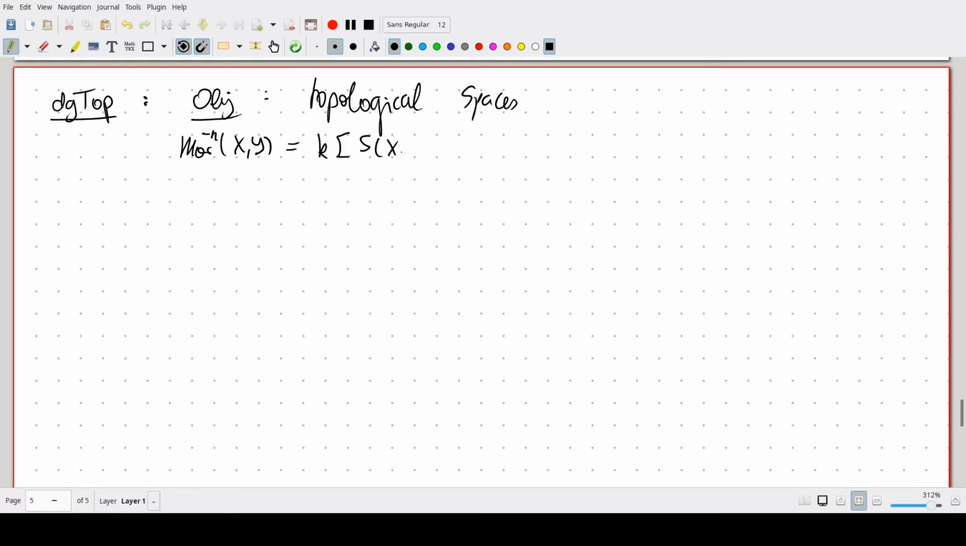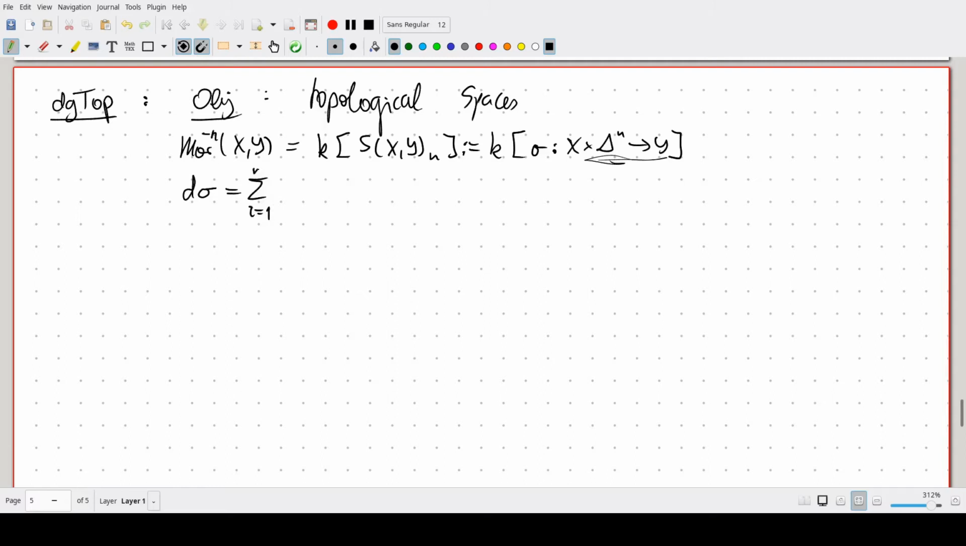what I'm going to call the n simplices from x to y, which is defined as the k-linearization of the continuous maps from x times the n simplex to y. And then we need to define a differential operator on there. So by linearity, we can just define what d sigma is supposed to be. So if sigma is a map of this type, we need to make this map take a parameter in n minus 1. So what is this going to be?